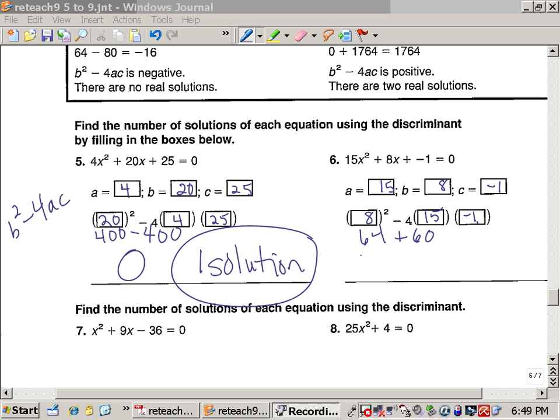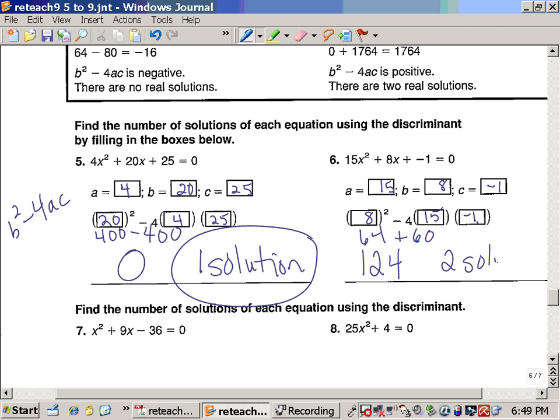This discriminant is going to be 124. Since it is a positive discriminant, I will have two solutions.